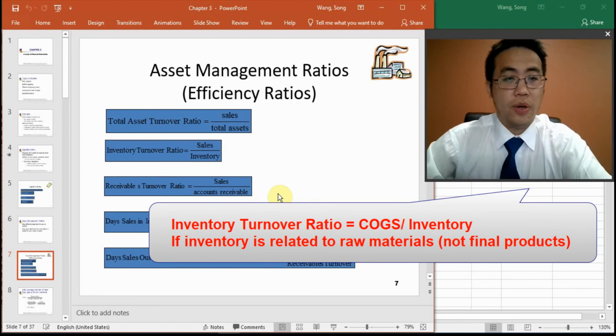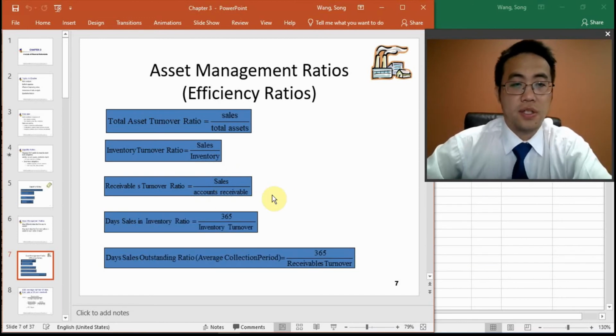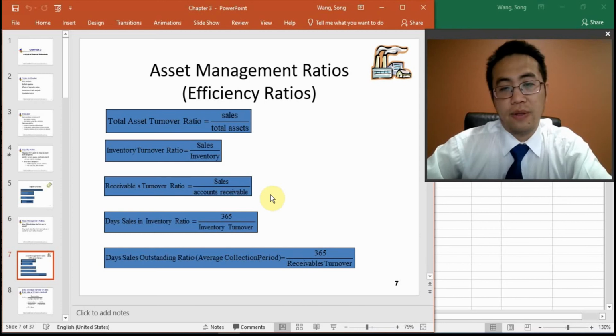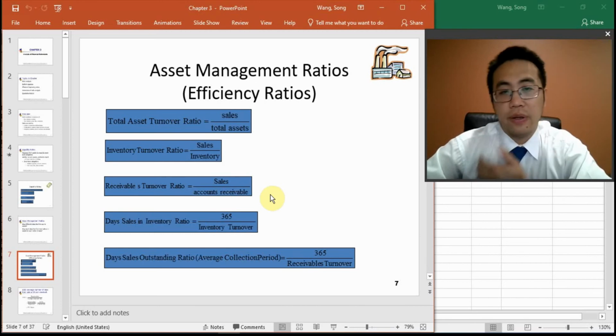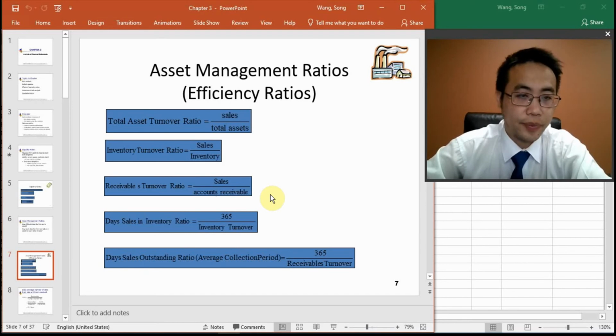Another ratio here is called the receivables turnover ratio. You use sales divided by accounts receivable. So each time you make revenue and your payment is on credit, which means you do not get paid in cash upfront, instead you will get accounts receivable and you will collect your money in a later period.